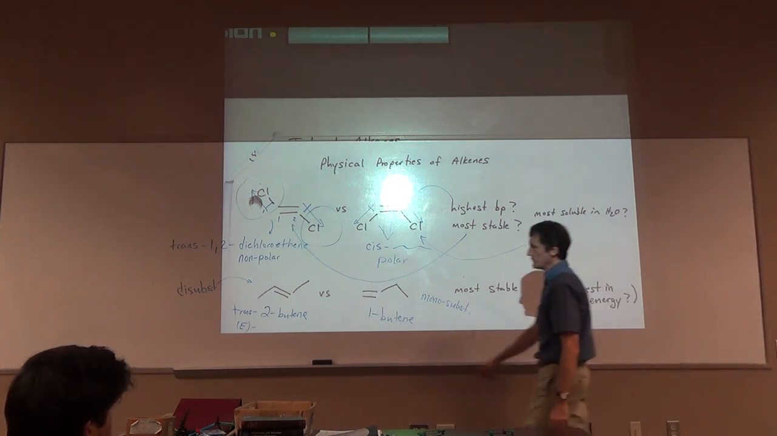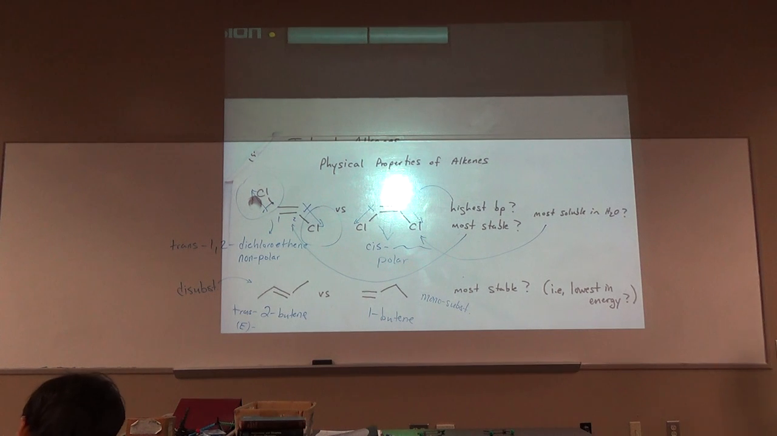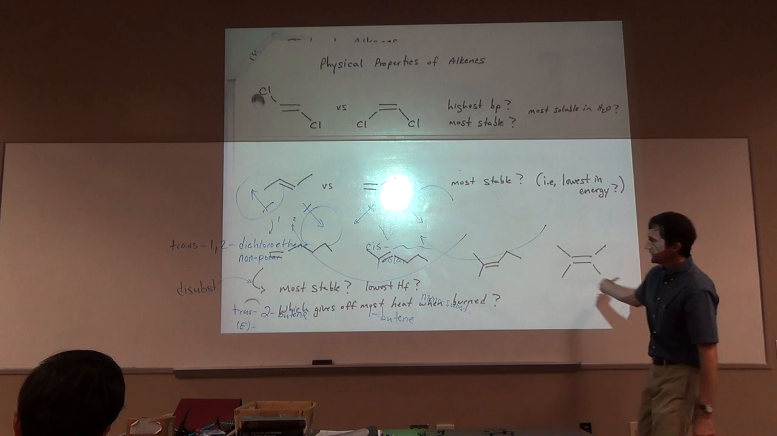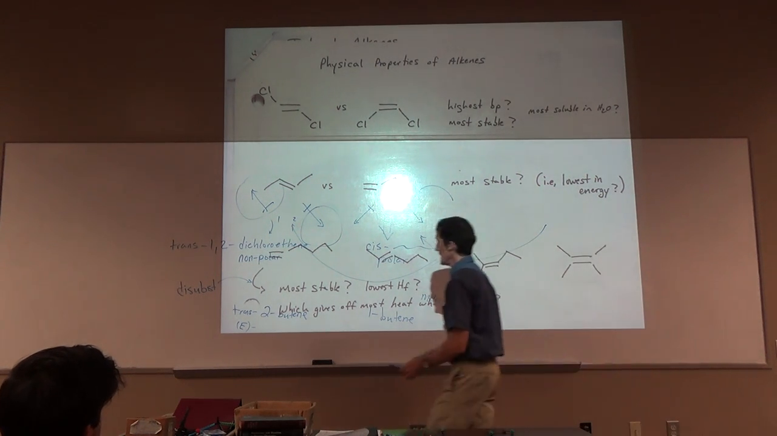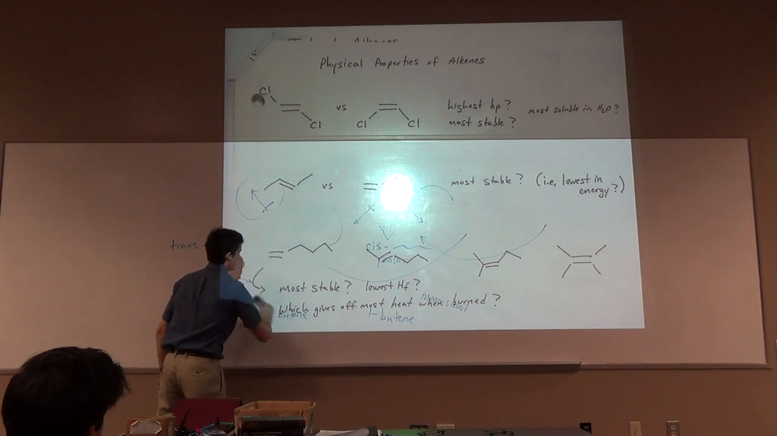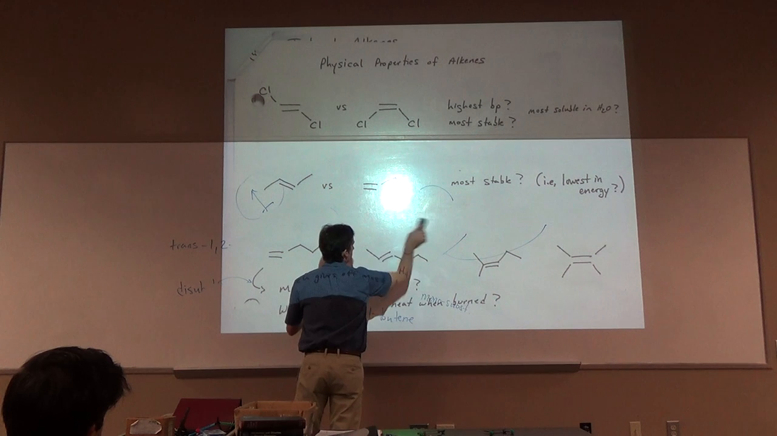The take-home is a more substituted alkene is going to be more stable. Why? Well, we could look at this group of four down here, and we could ask which is more stable. First, answer the question, which is more stable?